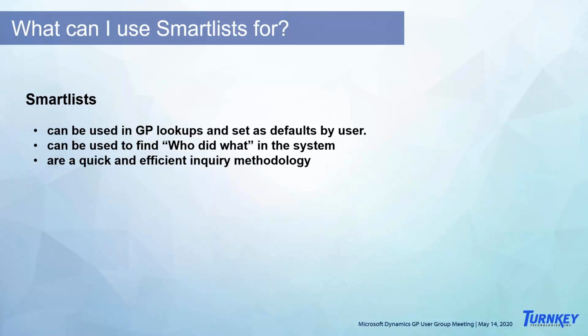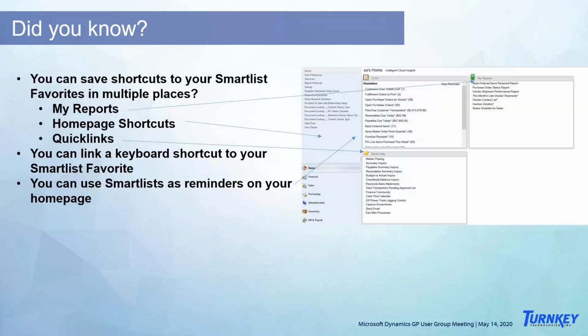Next section is did you know? With your SmartLists, did you know that you can save them in multiple different places so that they're easy to access? You can save them in your My Reports section. You can set them up as homepage shortcuts. You can also set them up in your quick links. So there should never be an issue where you're constantly having to pull up the SmartList window and drill down into the folder, drill down into the next folder, and find your favorite that you saved the last time. Why not add it as a shortcut in one of these different locations that you see on the screen here? So ease of access, absolutely one of those things you can do with those.